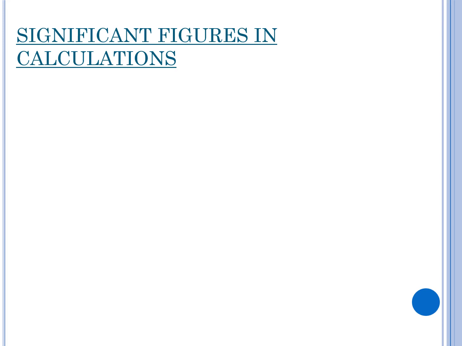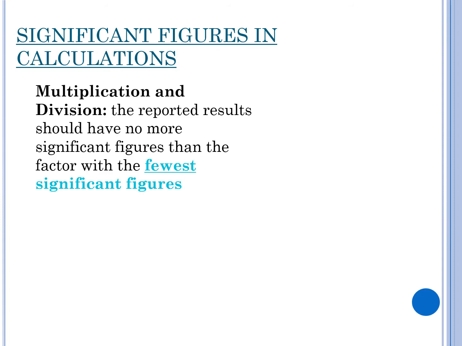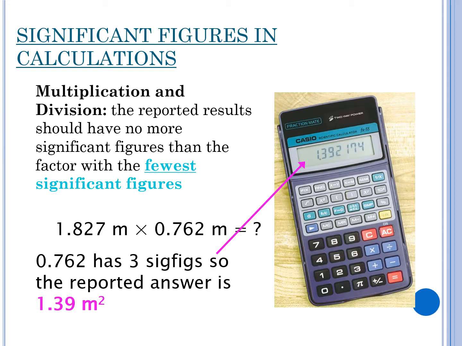Okay, here are some calculations on significant figures. First, if it involves multiplication and division, we have to find the answer by looking at the fewest significant figures. For example, 0.82727 meter times 0.762 meters. What is the answer? From the calculator we get 1.392174174, but the fewest significant figures here is 3, compared to 4 here. So the answer must come with 3 significant figures.